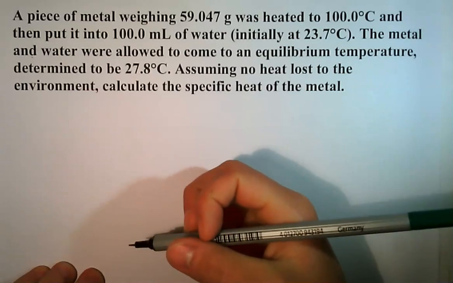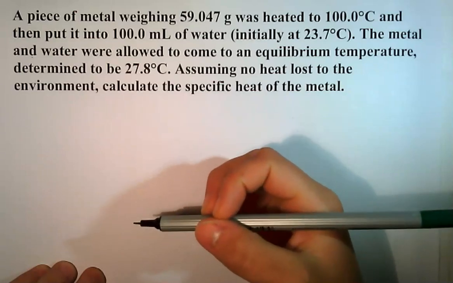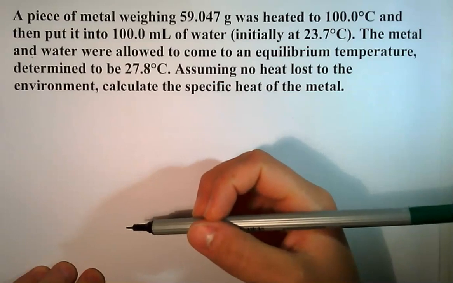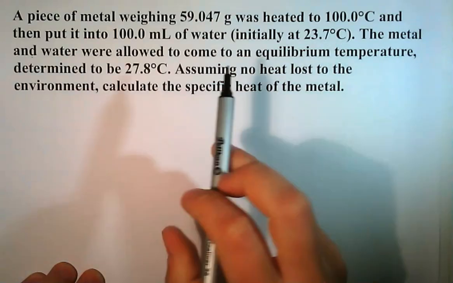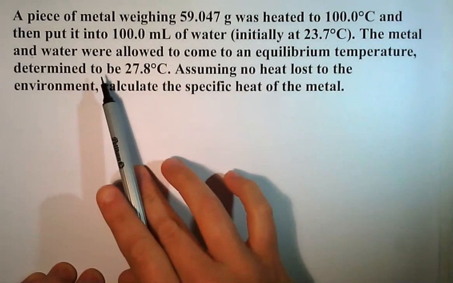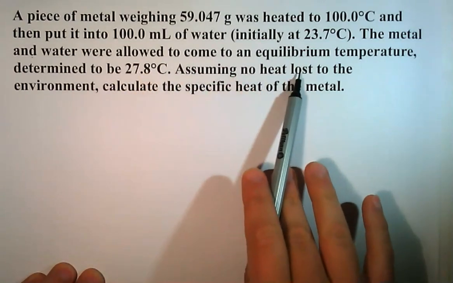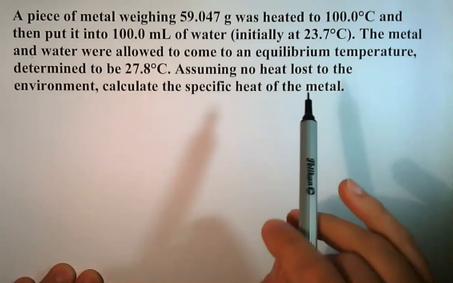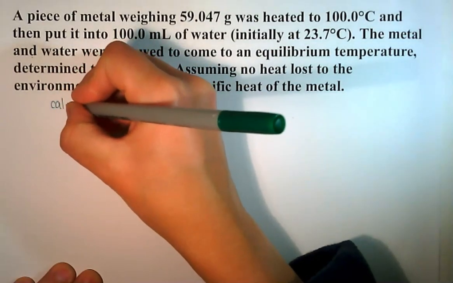So this problem says a piece of metal weighing 59.047 grams was heated to 100 degrees Celsius and then put into 100 milliliters of water, which was initially at 23.7 degrees Celsius. The metal and the water were allowed to come to an equilibrium temperature, which was determined to be 27.8 degrees Celsius. Assuming no heat was lost to the environment, calculate the specific heat of the metal. Okay, so this is our typical calorimetry problem.